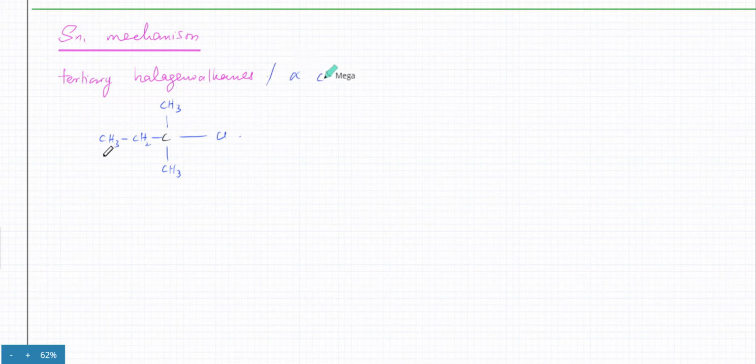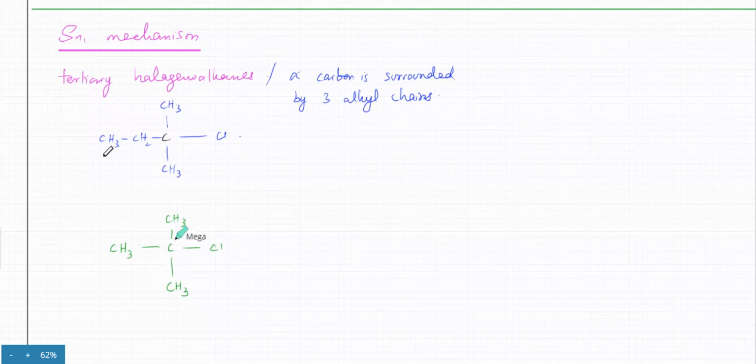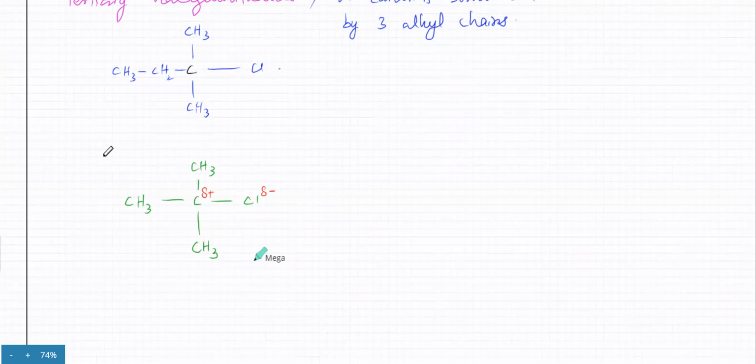So the alpha carbon is surrounded completely by carbon chains, by three alkyl chains. Now, what happens here is, let's say this is my tertiary halogenoalkane, and it's reacting with the nucleophiles OH minus, CN minus or NH3. Now, this bond is polar. Carbon is partial positive and Cl is partial negative.